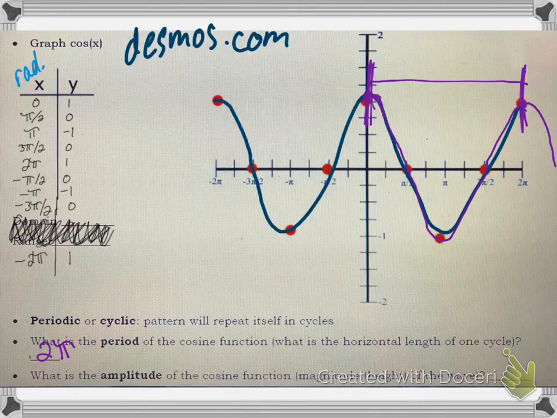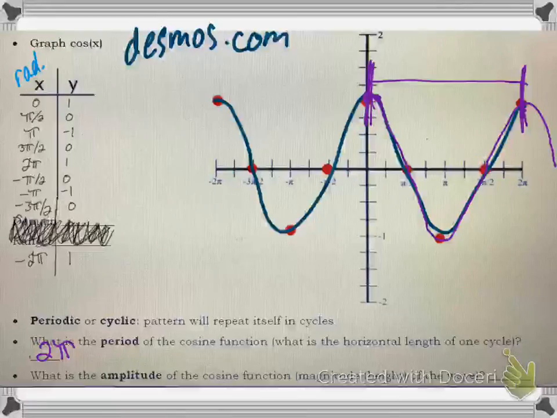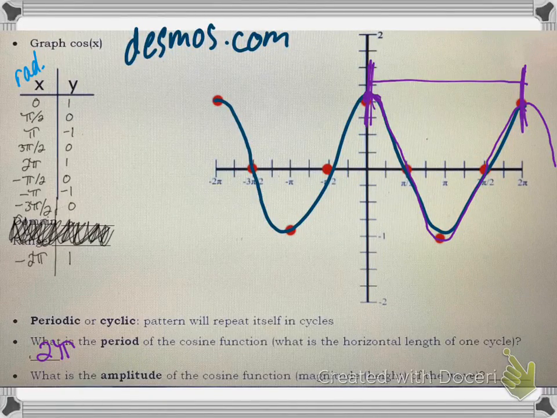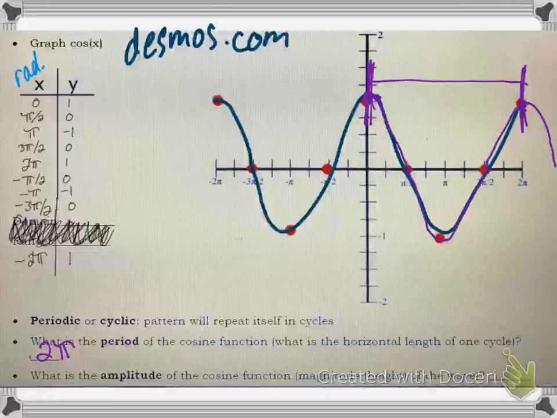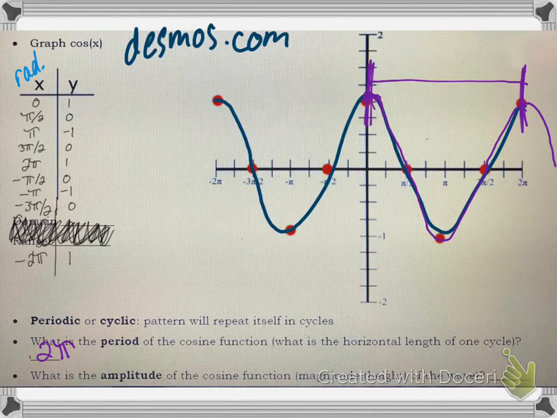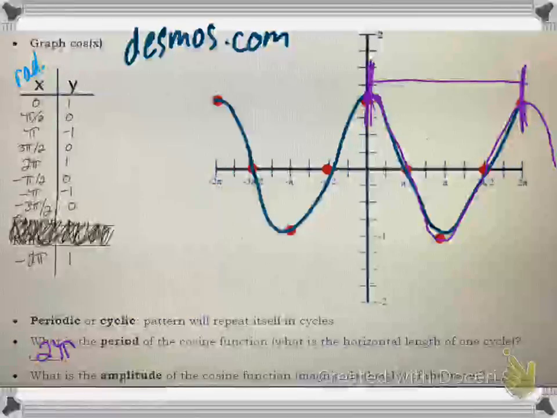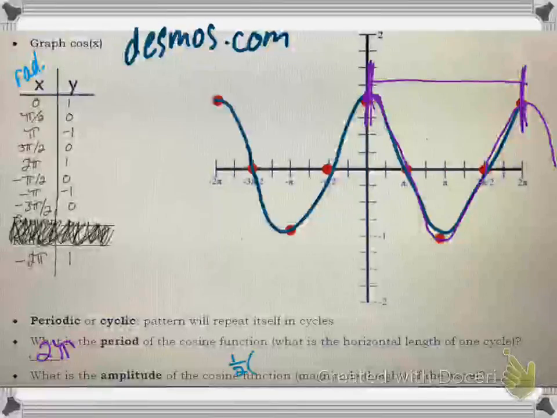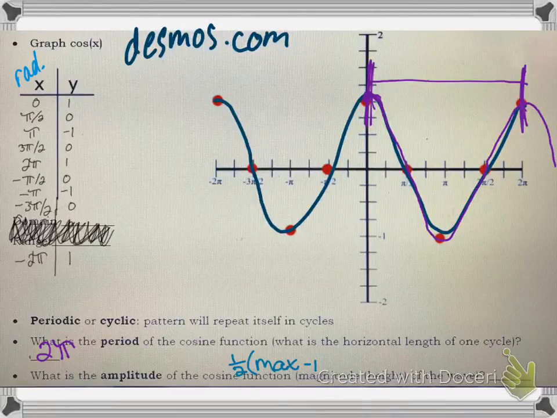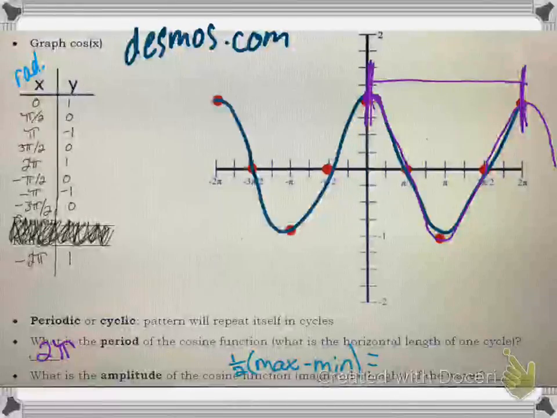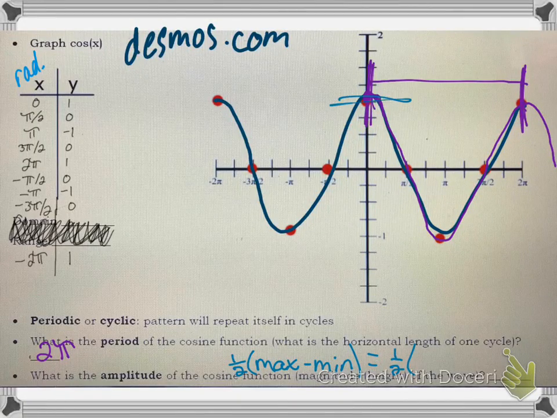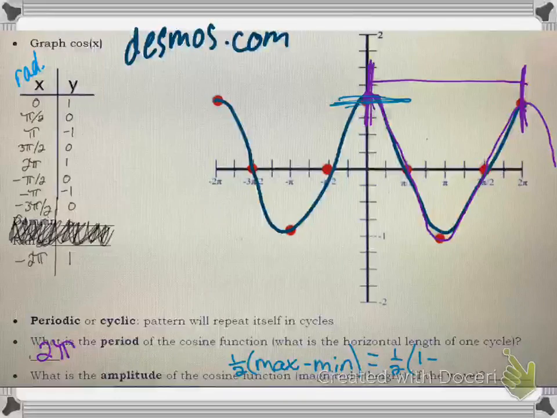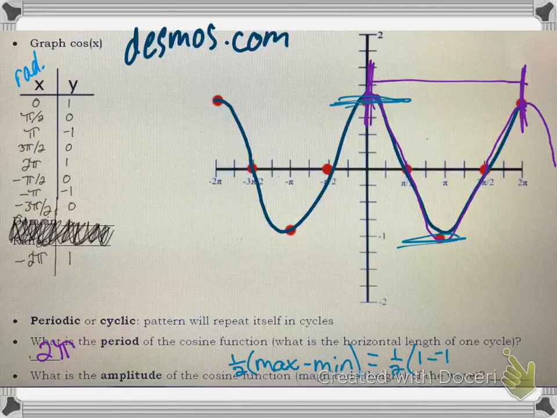Now, the period will not always be 2 pi. It just was a coincidence in these two graphs, but it will not always be that. We're going to look at other ones later on that are not 2 pi. So, now to the amplitude. Again, that is the vertical height of the wave. So I want to take half of the max minus the min, or highest minus lowest. My highest point is up at +1. My lowest point is down at -1.